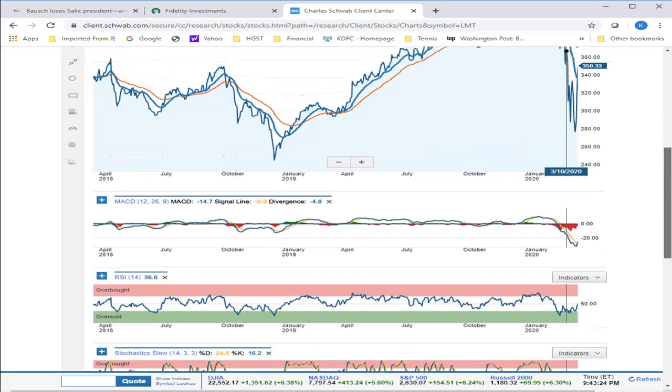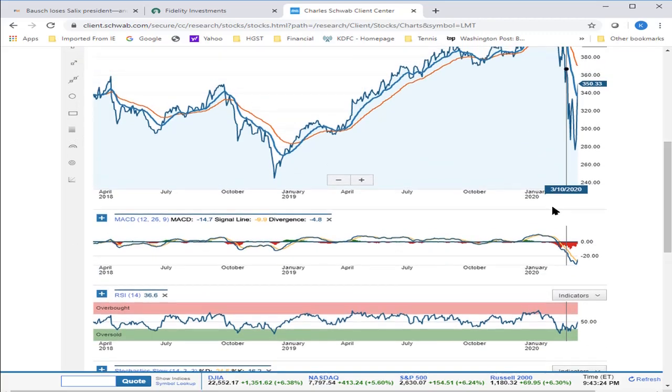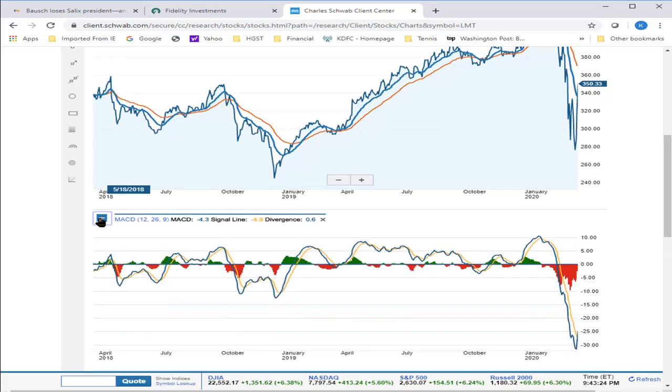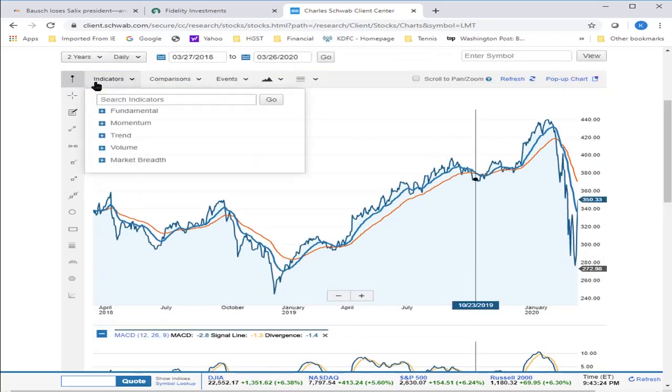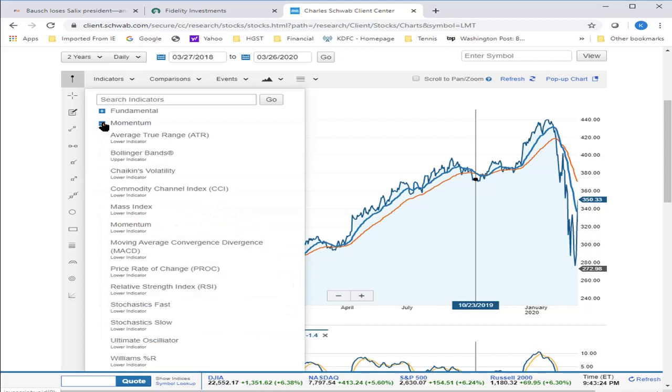One of the ones I would say I really like the best is essentially the MACD. So if you were to look it up, this is expanding it, and if I were to look it up here, you have the indicators, and again this is a momentum, and you have the moving average convergence divergence, and you can see it's listed as a lower indicator.